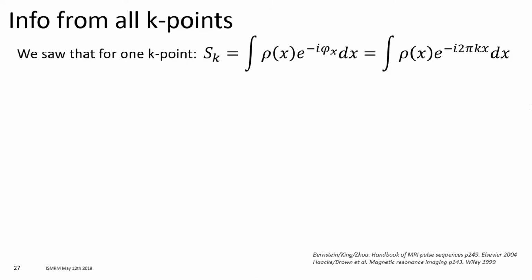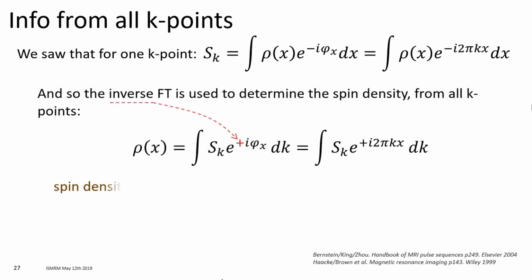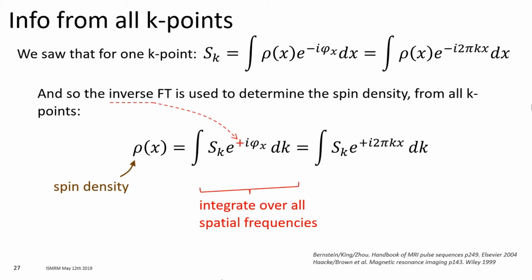So what then do we do with all these k-space points that we measure, all these different similarity measures that we're testing for these spatial frequencies? We saw earlier that the signal is the Fourier transform of the spin density of the sample, and so we use an inverse Fourier transform to determine the spin density, and we integrate over all these spatial frequencies.